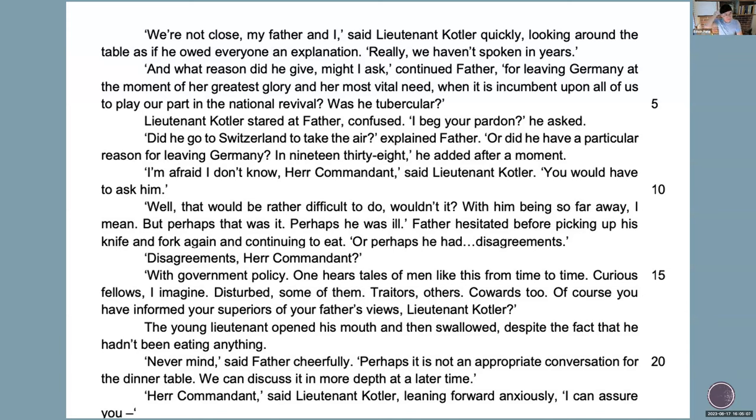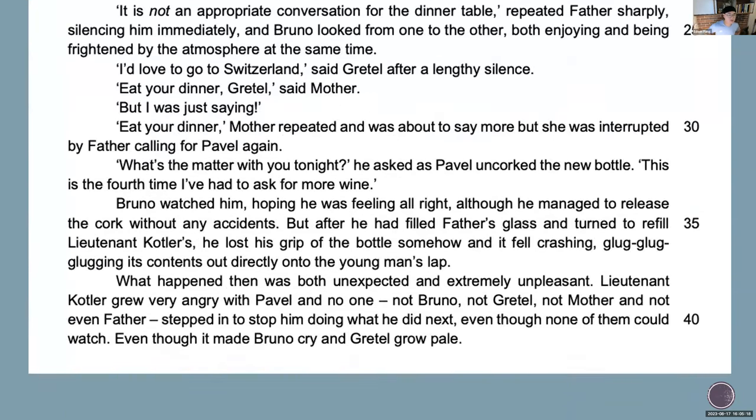Xuanyi, go ahead. This is the second page. When Kotler grew angry, why did no one stop him? Yes, very good. Why is it that Kotler is allowed to do whatever he did to Pavel? We don't know, it is not stated. But apparently it's something so bad that it causes Gretel and Bruno to lose their calm. Gretel grows pale and Bruno cries. So it's something obviously quite horrific. But why didn't anybody stop him from doing that to Pavel?